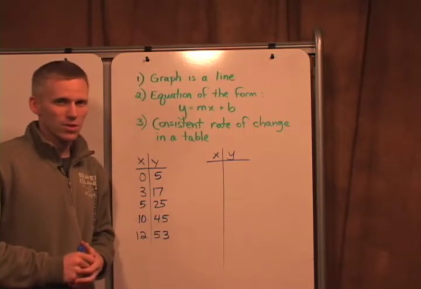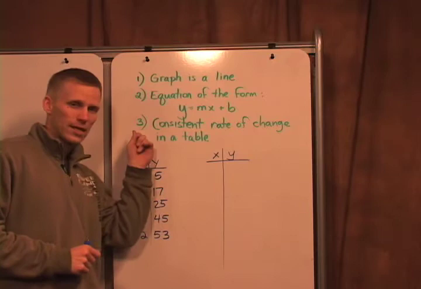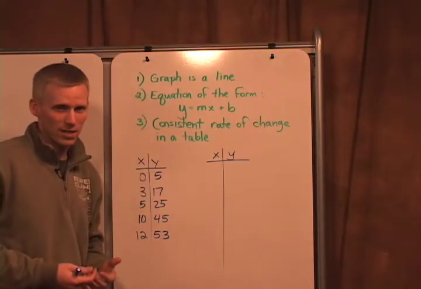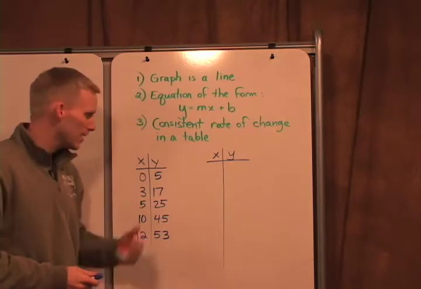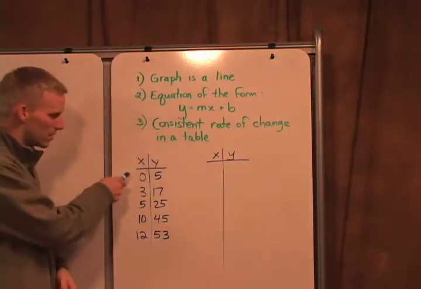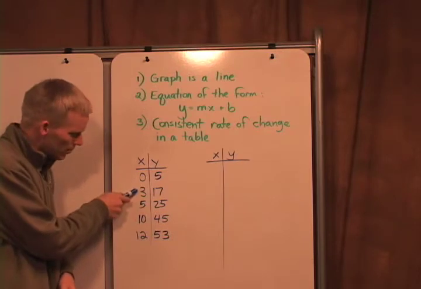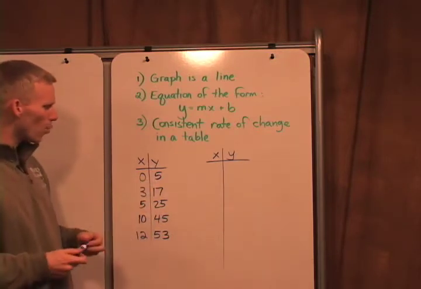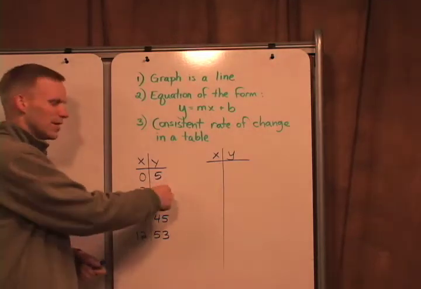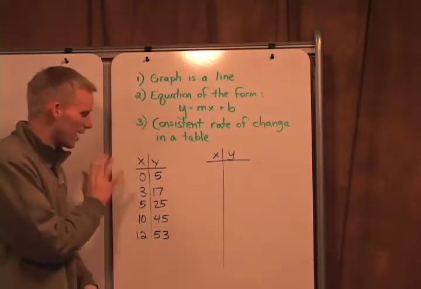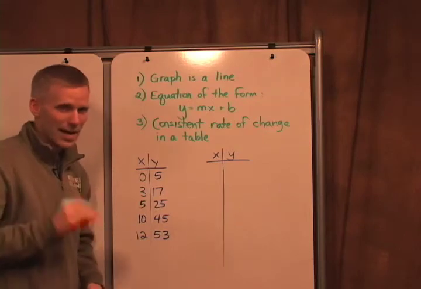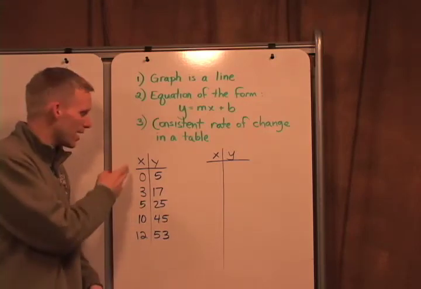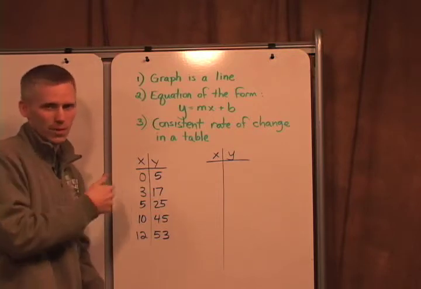One thing that happens, though, when we're looking at example number 3 is that sometimes we're given tables where finding that consistent rate of change is not too easy. I'm looking at this table of values, and notice my x values go up by 3, up by 2, up by 5, up by 2. My y values are up by 12, and a variety of things. At first glance, this doesn't look linear at all. But we need to take into consideration that our x values are not going up by 1.